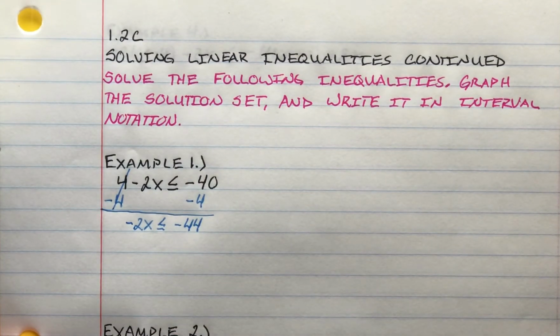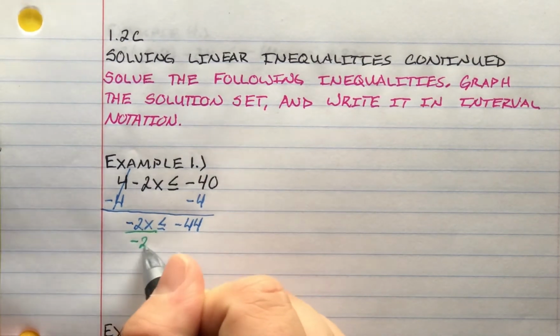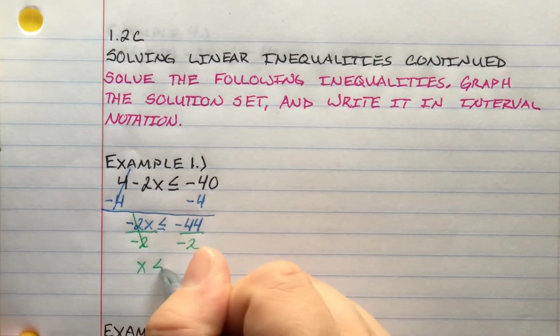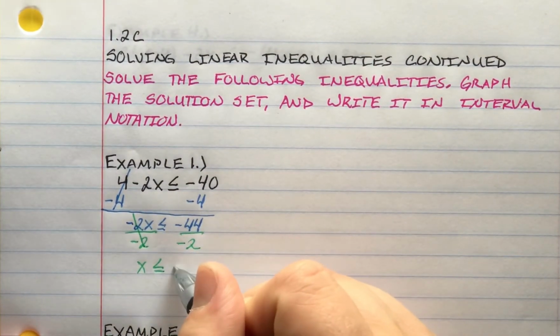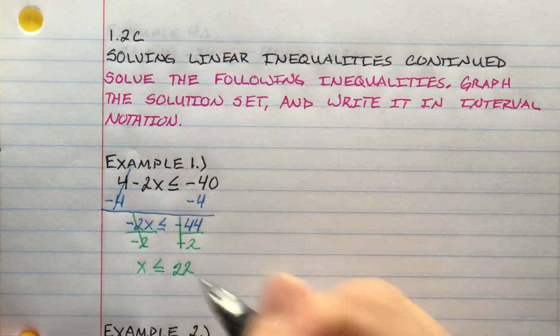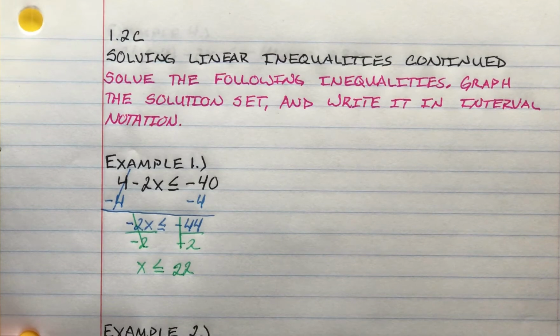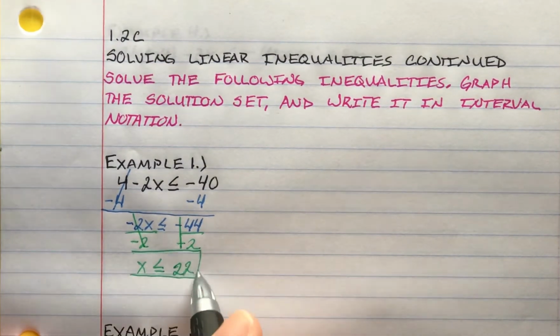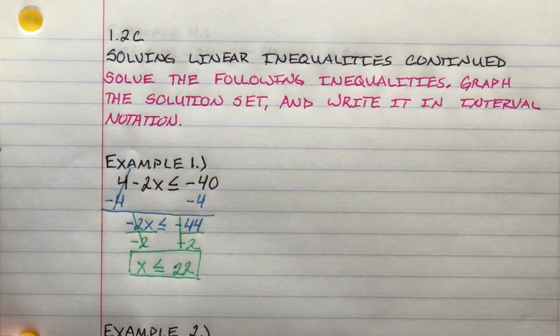Then I need to move the negative 2 by dividing both sides by negative 2. The negative 2's will cancel, and I have x is less than or equal to positive 22. So this is going to be my answer. I need to graph it and then write it in interval notation.